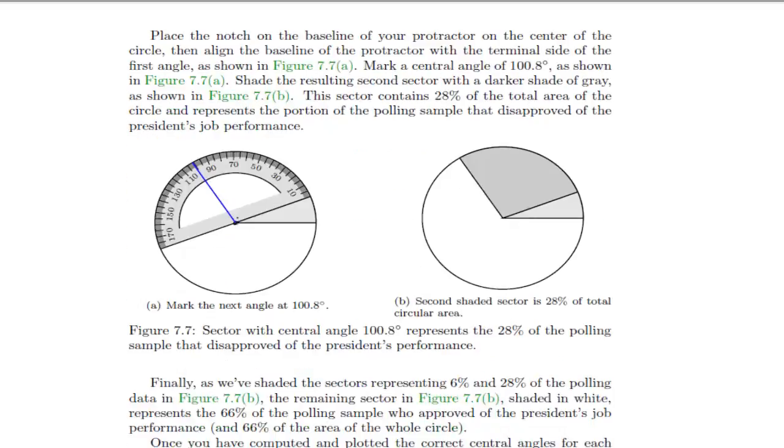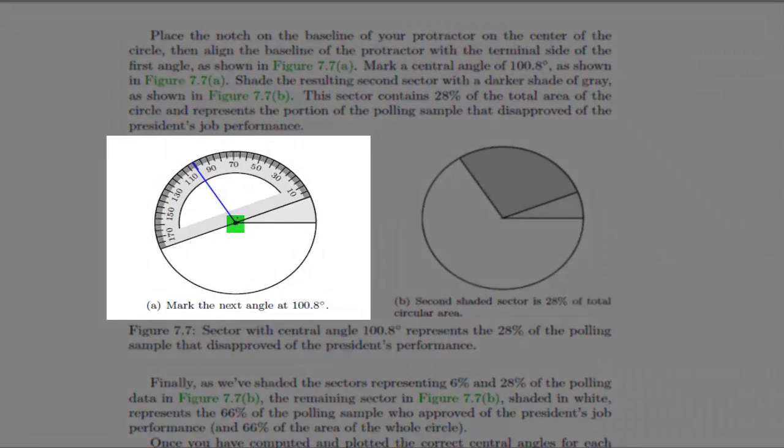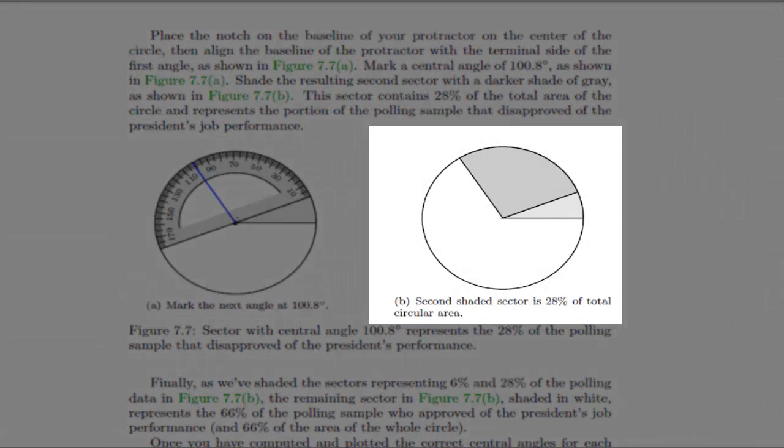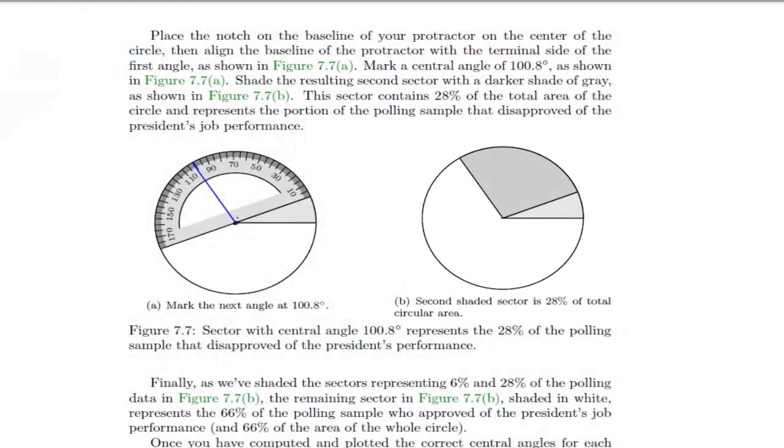Place the notch on the baseline of your protractor on the center of the circle, then align the baseline of the protractor with the terminal side of the first angle as shown in figure 7.7a. Mark a central angle of 100.8 degrees as shown in figure 7.7b. This sector contains 28% of the total area of the circle and represents the portion of the polling sample that disapproved of the president's job performance.